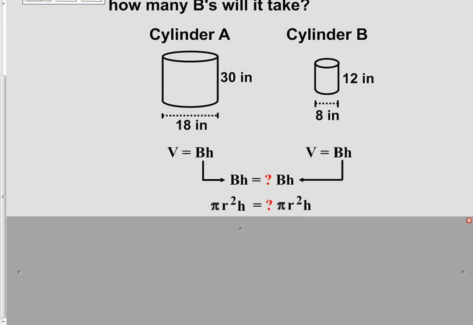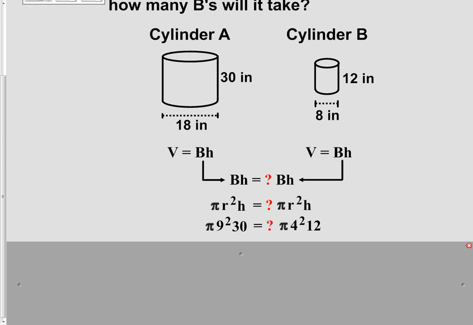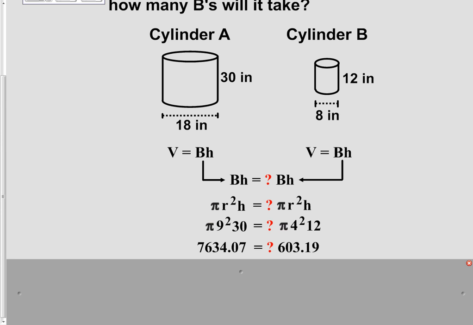It looks like we have pretty much everything that we need here. The radius and the height from cylinder A are 9 and 30. The radius and the height from cylinder B are 4 and 12. Okay, so just plugging numbers in. Of course, you've got your variable in there. I've got a question mark sitting there, but it could be anything: X, Q, pink flamingos, whatever. I just put a question mark. And when we clean up the math a little bit, we end up with these.